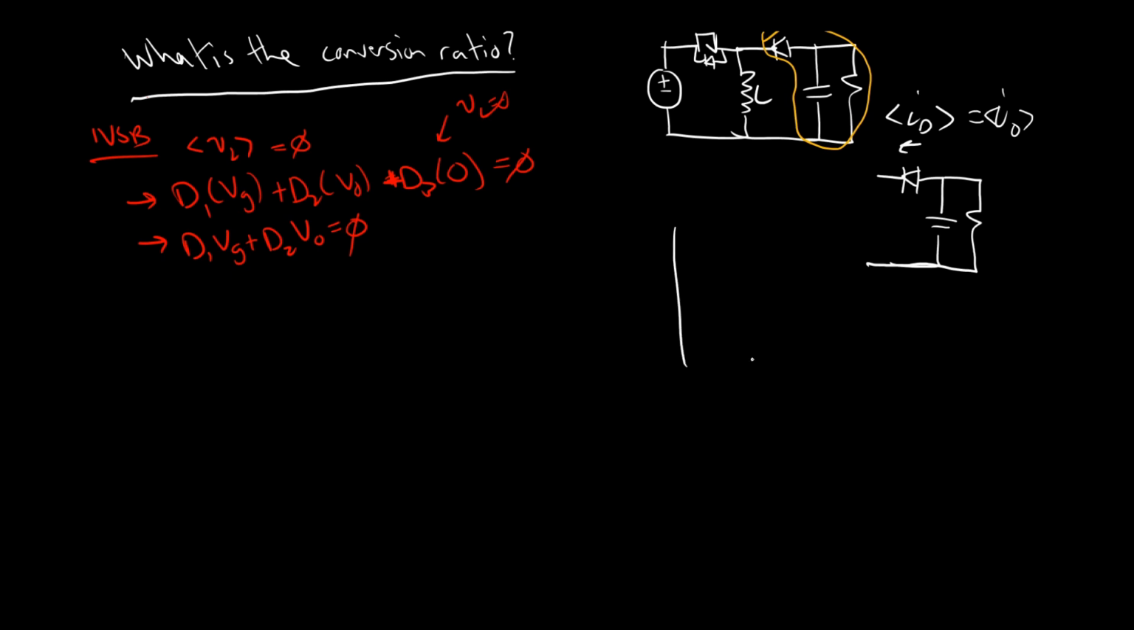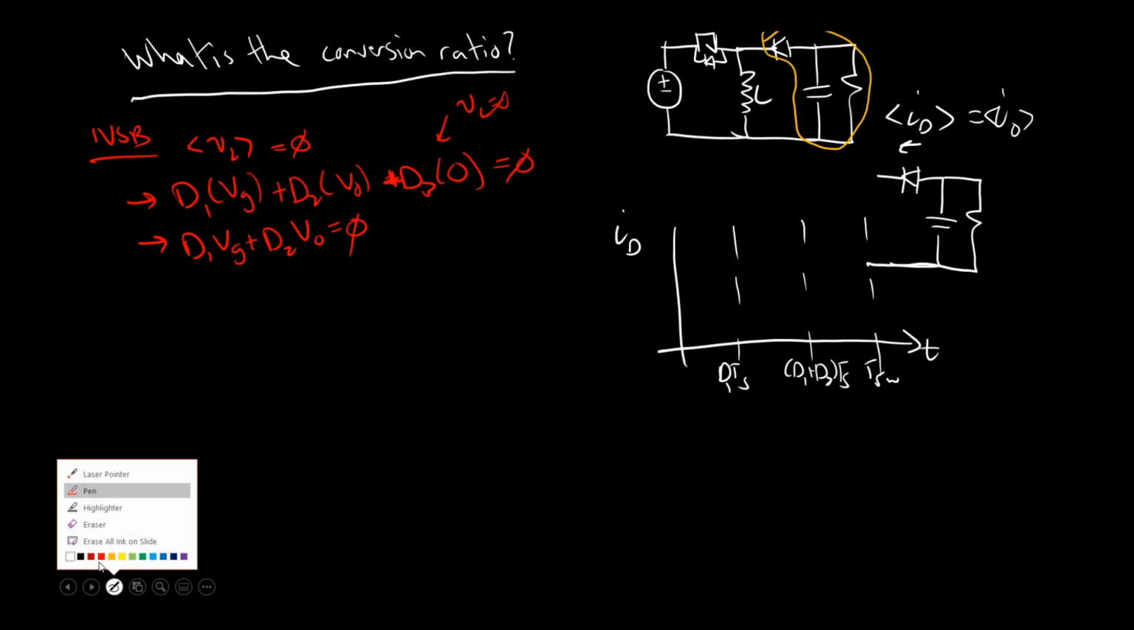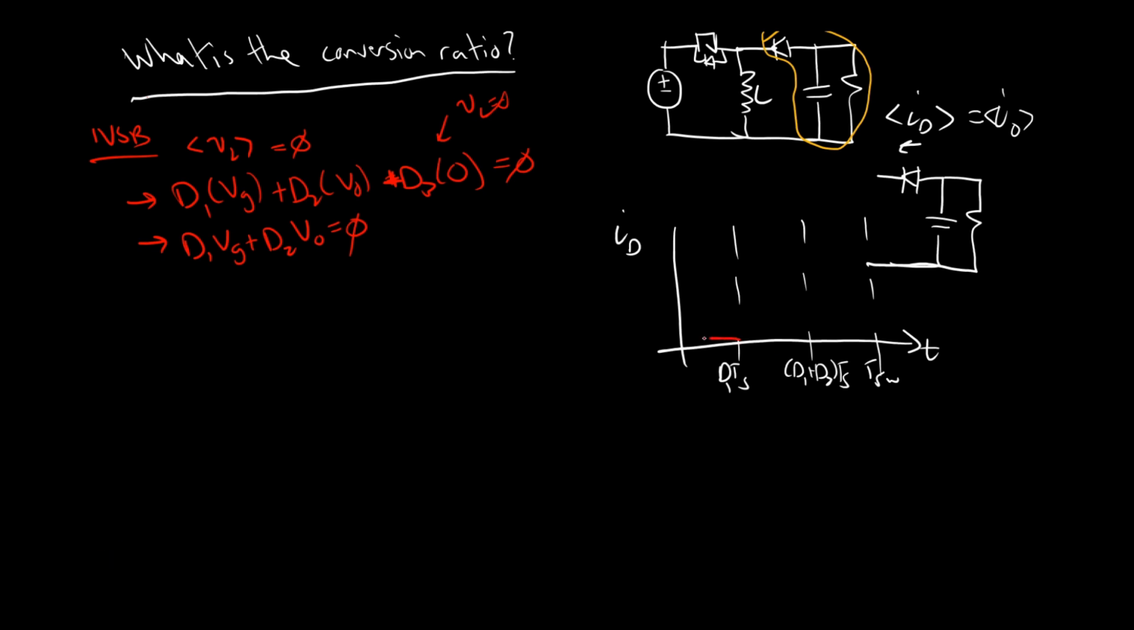And I will just quickly draw what the diode current looks like. So this is ID. This is kind of the other thing you have to do: either you draw out the inductor current or you draw out the diode current. So Ts, D1 Ts, D1 plus D2 Ts. Right, so in the first subinterval, the diode does not conduct. In the third subinterval, the diode also does not conduct. So current is only flowing to the output in the second subinterval.